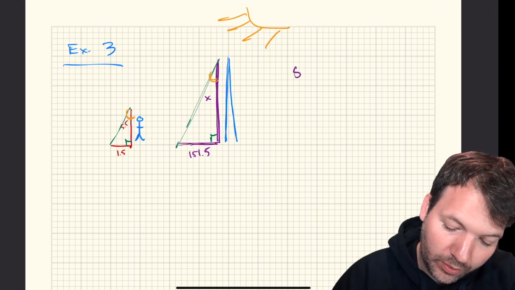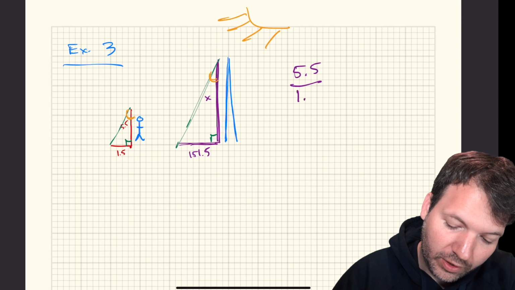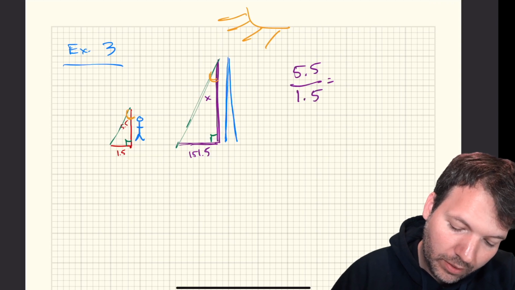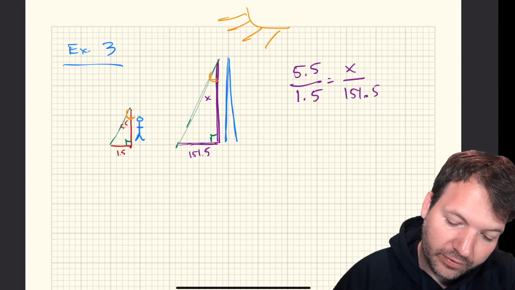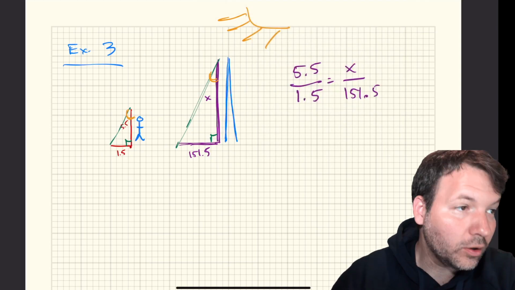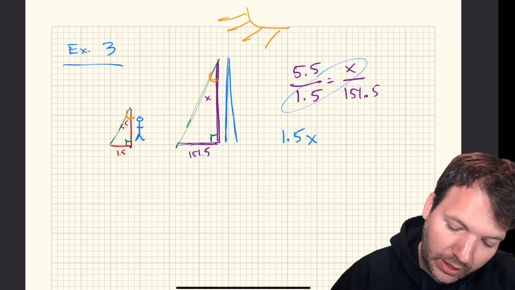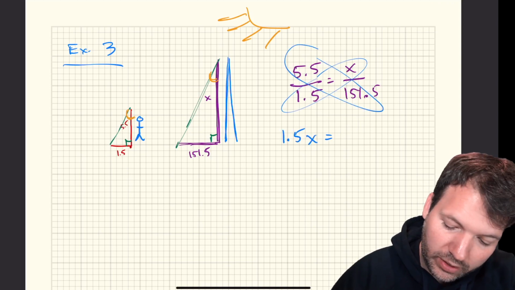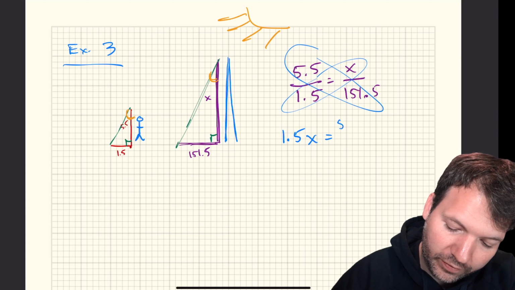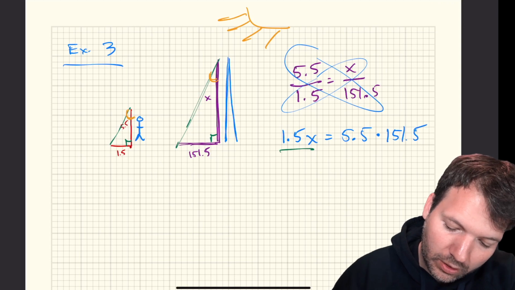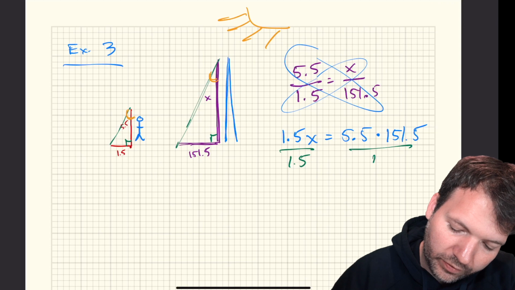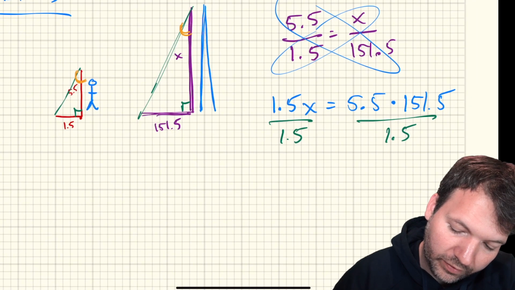Obviously, we want to set up our proportions here. 5.5 over 1.5 must equal x over 151.5. And then from there, we want to do our cross multiplication. So 1.5 times x equals whatever on Earth 5.5 times 151.5 is. We would then divide away the 1.5.